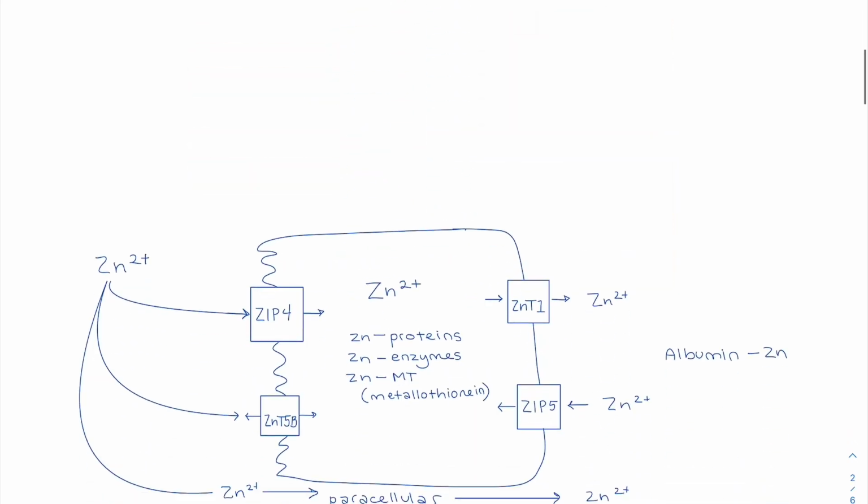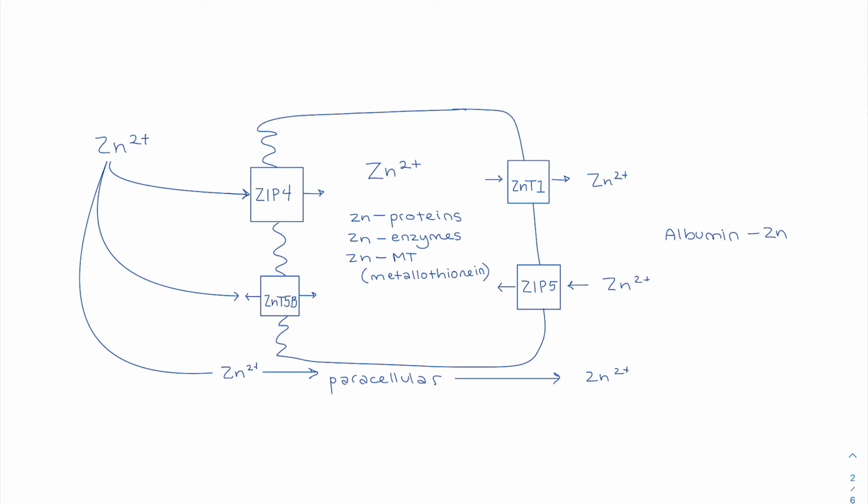Zinc is absorbed in the small intestine and primarily in the jejunum. There can be two ways that it gets absorbed. If we have a high concentration of zinc, it can diffuse passively, or this paracellular diffusion, so it goes right in between our enterocytes. But also if we have a lower concentration, it can go through transporters into the enterocyte.